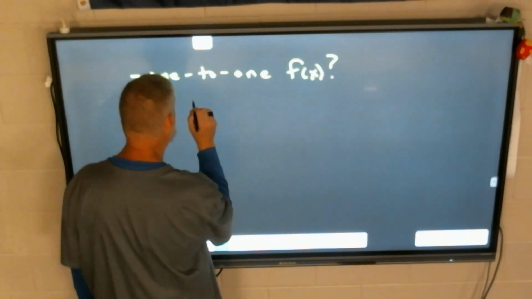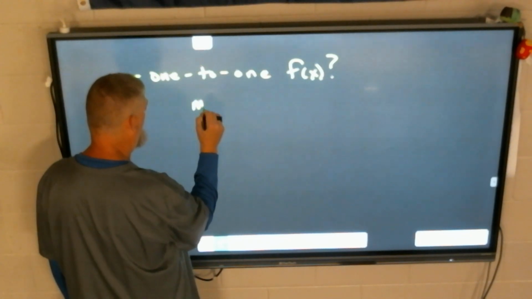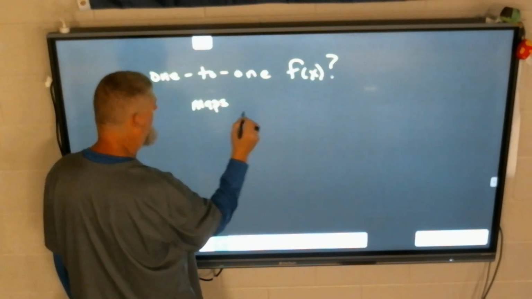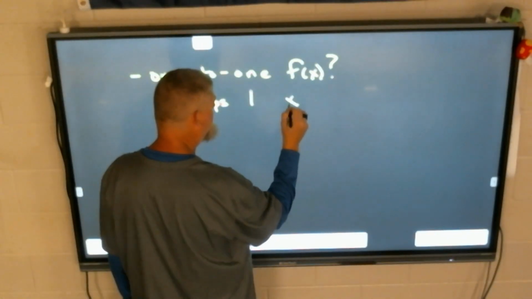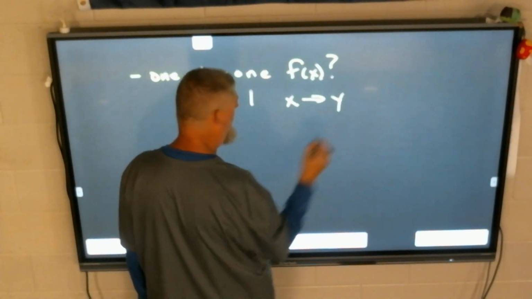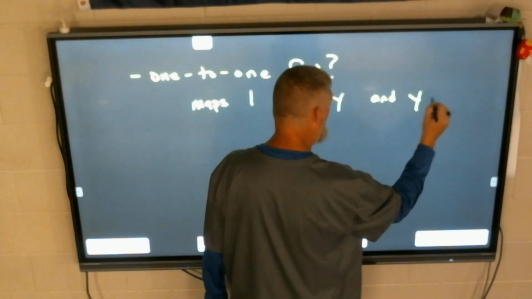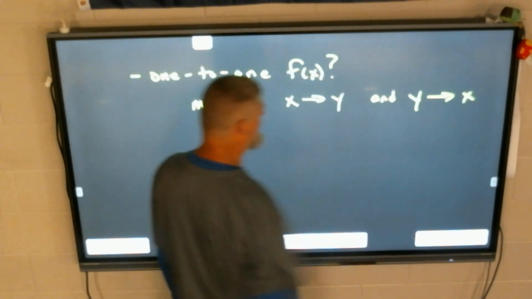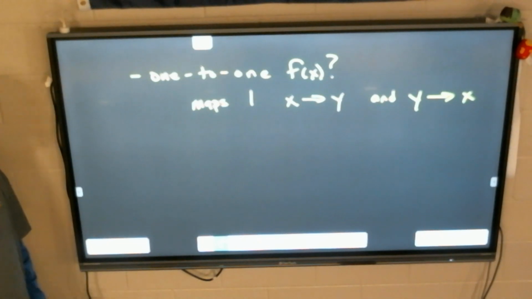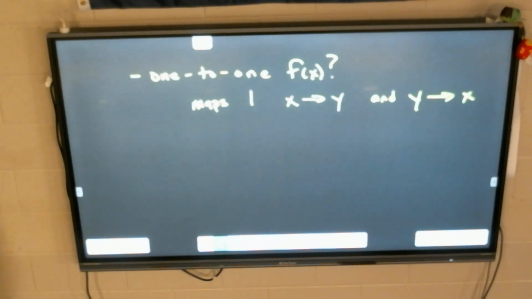Same thing with the one-to-one function, okay? It maps or relates 1 x to 1 y, and that same y back to x. X goes to y and y goes to x.